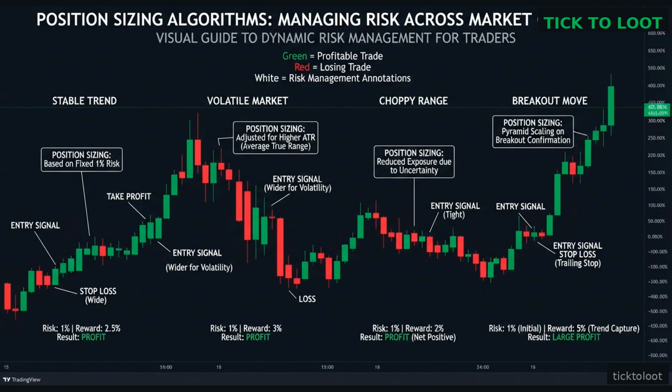For example, during times of high volatility, a position sizing algorithm may dictate that traders should allocate a smaller percentage of their capital to each trade. This can help to manage risk and prevent significant losses. On the other hand, during times of low volatility, a position sizing algorithm may dictate that traders should allocate a larger percentage of their capital to each trade. This can help to maximize returns and take advantage of favorable market conditions.